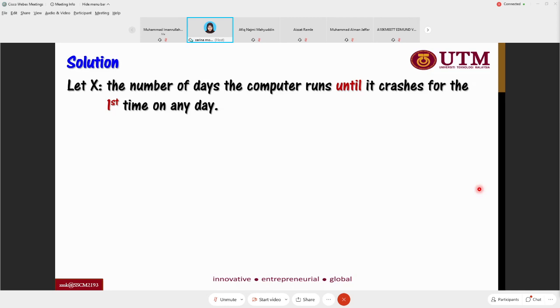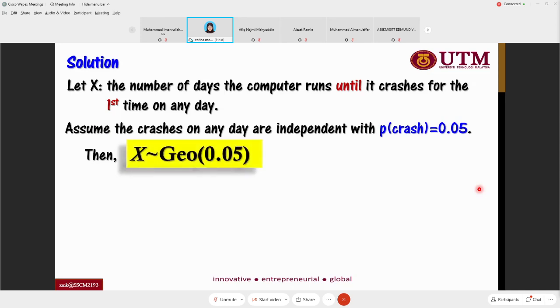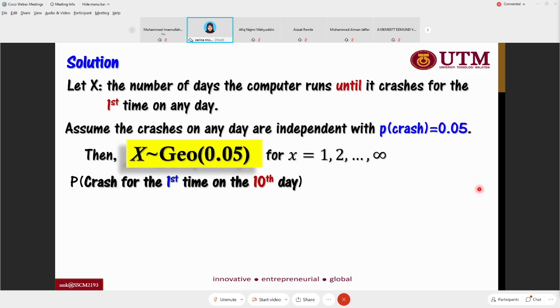Then here you have the probability of crash on any day is 0.05. This is information which is very important for you to know, which defines the distribution. So then X is geometric with probability 0.05. So define the variable, get the information required to define the distribution, and write down the distribution. And if possible, write down the possible values of X, so that this will help you later if you want to find the probability related to X. Alright, so what do you want to solve? The probability that the computer crashes for the first time on the 10th day. And the keyword is the first.